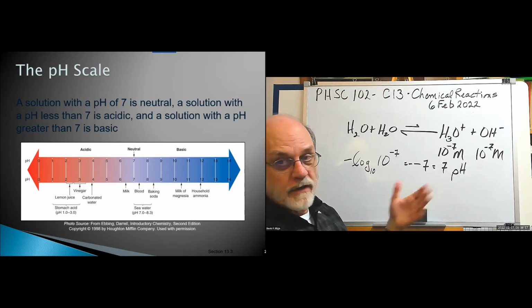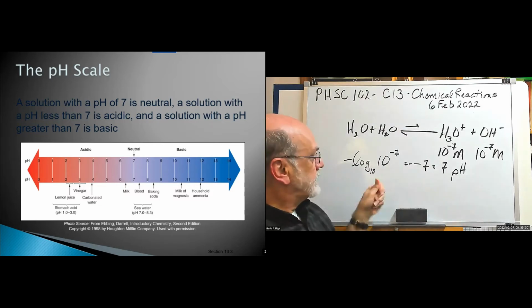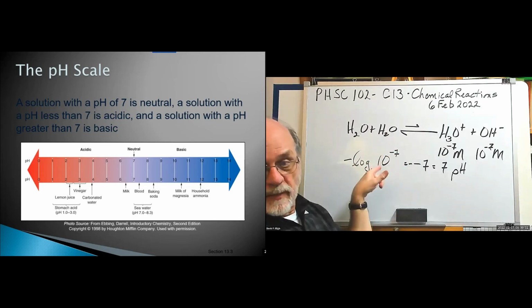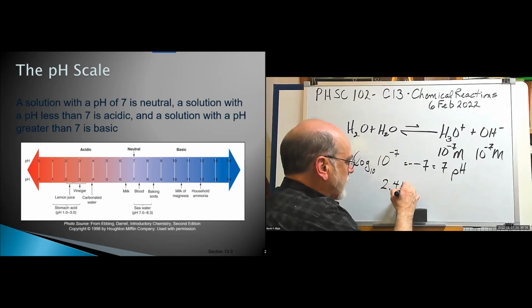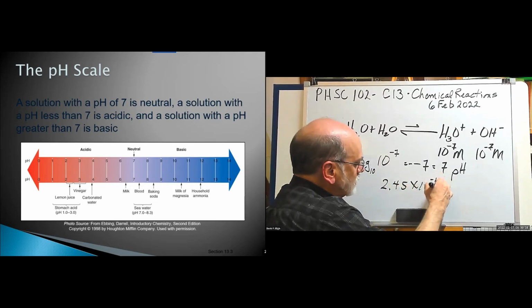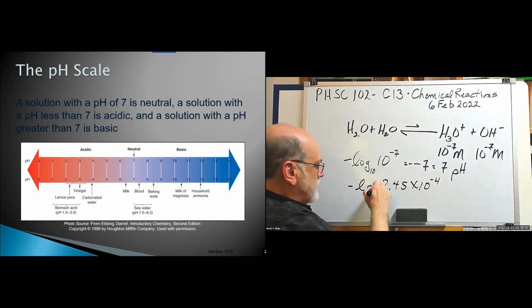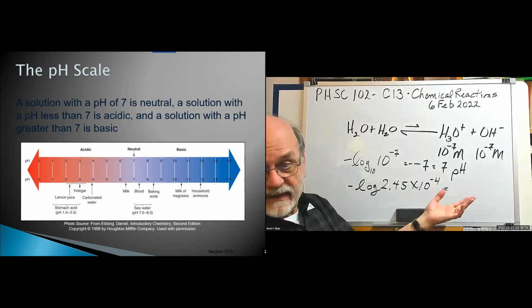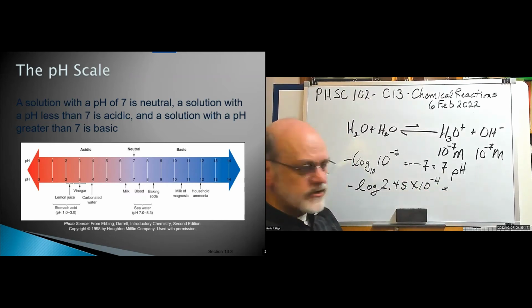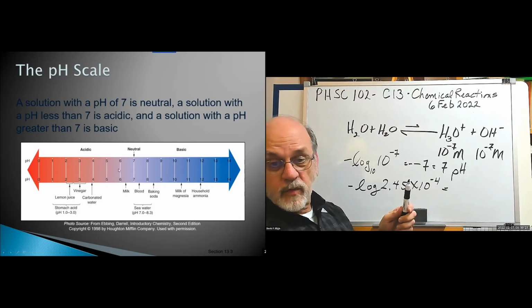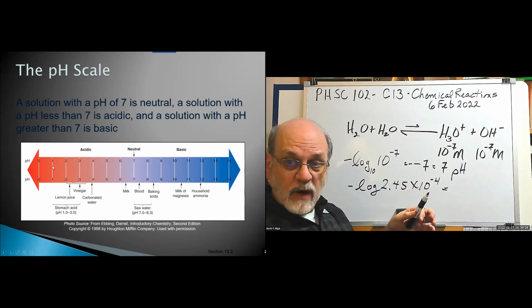And you can do this for any concentration. It doesn't have to be only a power of 10. It can be anything. It can be 2.45 times 10 to the minus 4. The negative log of that will be something, right? That's where you need your calculator. It's just a mathematical transformation. Okay, so that's why neutrality is 7.